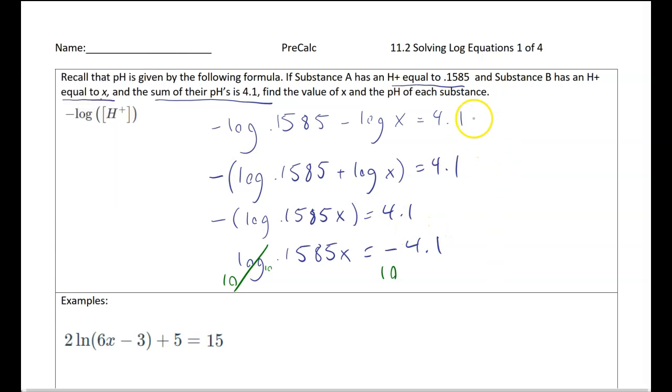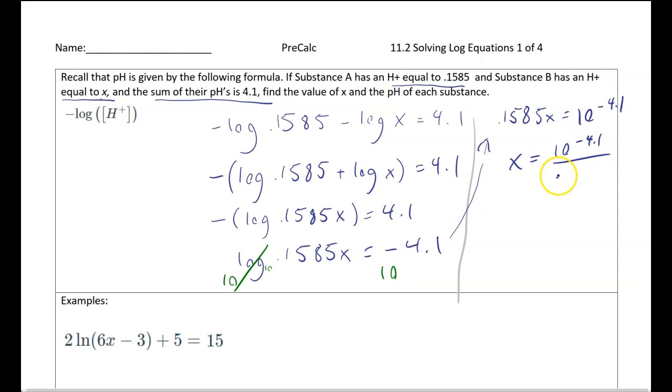And what I get is we will have 0.158x is equal to 10 to the -4.1. And then obviously I would divide both sides by that 0.1585, and there would be my solution.